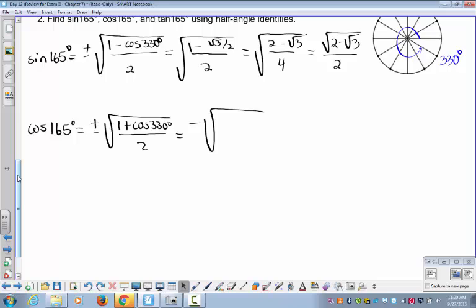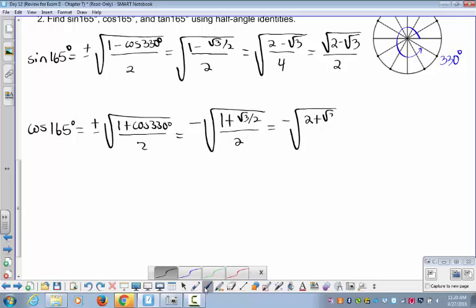And then cos of 165, very similar. We'll have 1 plus cosine of 330. Root 3 over 2. And our simplification process is very similar. We multiply everything inside by 2. And then we have to take the square root of the numerator and divide it by the square root of the denominator. The square root of the denominator is 2. So there's sine and cosine.